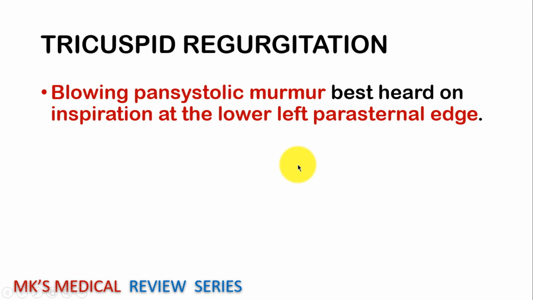Okay, moving on to tricuspid regurgitation. This is also going to be a blowing pansystolic murmur, best heard on inspiration at the lower left parasternal edge. It's going to be similar to mitral regurgitation. The only difference is where you're going to be hearing the murmur best. With mitral regurgitation, it is in the mitral area, radiating to the axilla. This is going to be best heard on inspiration at the lower left parasternal edge. That's a difference that you really need to know.